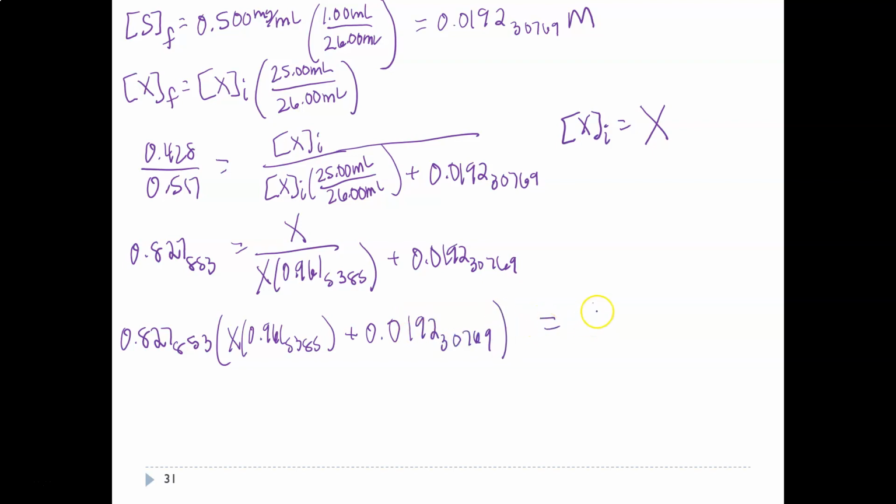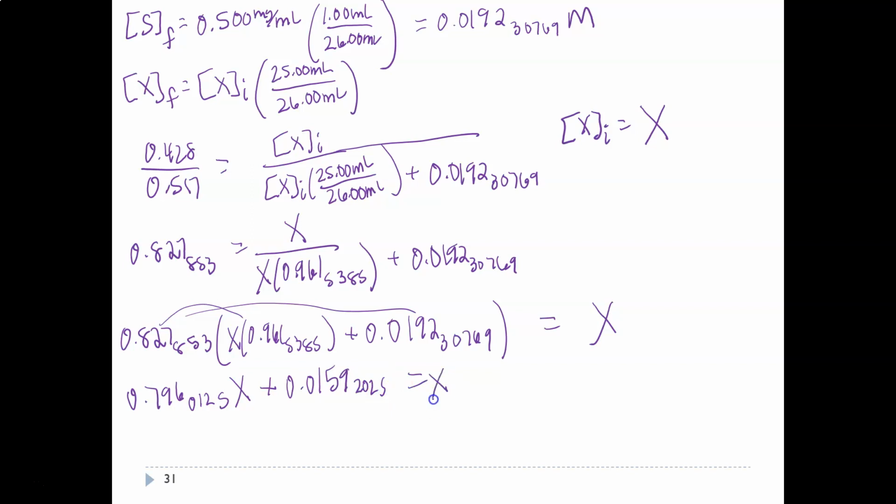0.019230769 equals the numerator that's left over here. So now I'm going to need to distribute that. When I do that multiplication, I get 0.796012x plus 0.01592025 equals x. So I'm going to subtract both sides. 0.796012x, I'm going to subtract from both sides.